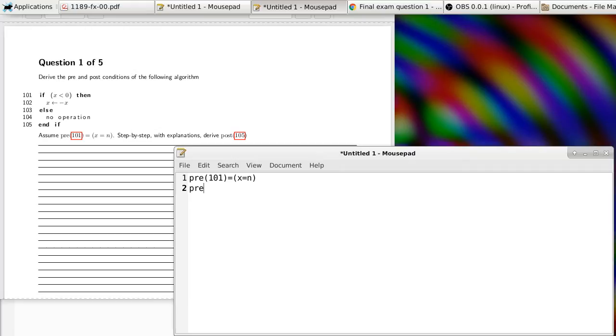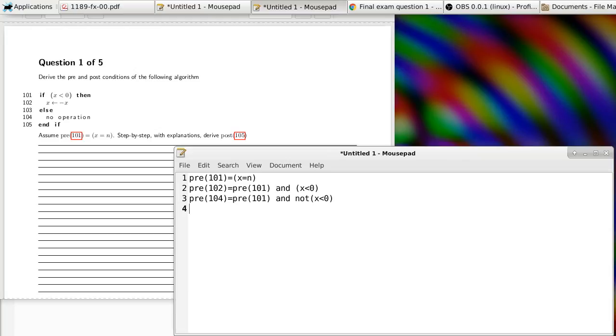also the else branch. The precondition of the then branch, which is the pre of 102, is pre 101 because no variable has changed in between, and also the condition has to be true, so x has to be less than 0. And then the precondition of the else branch, which is on line 104, is also pre 101, and this time the condition is false, so it is not the case that x is less than 0.